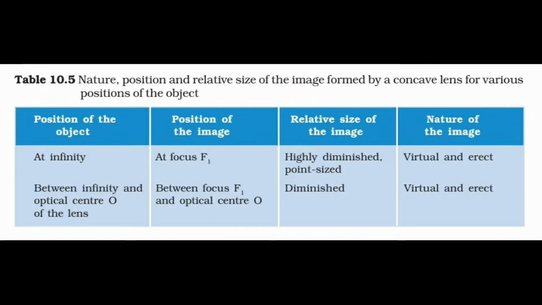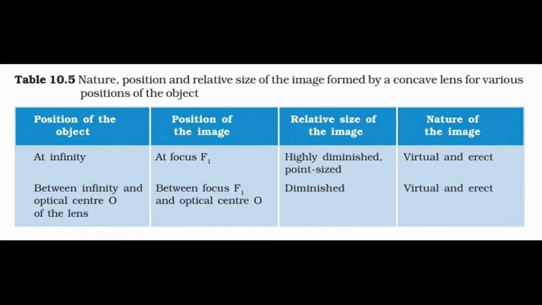Welcome to physics class. Now we will discuss the image formation by the concave lens for the different positions of object. A concave lens forms a virtual, erect and smaller image whatever be the position of object. It is clear from the table that if the object is at infinity, then the image will be formed at f1, which means a smaller, diminished, point-sized image, and its nature is virtual and erect.